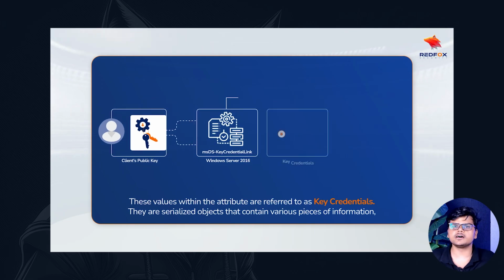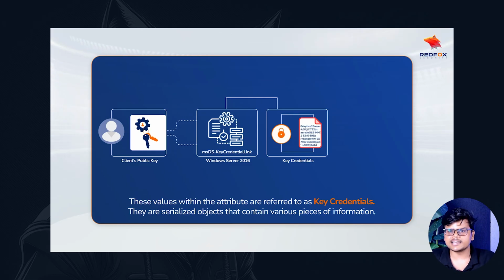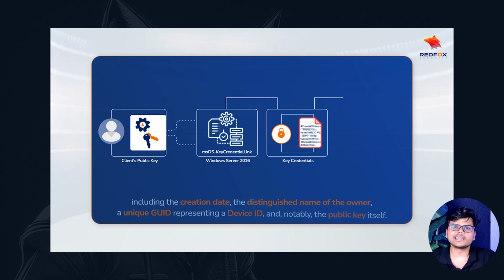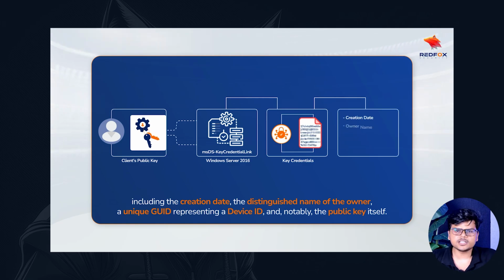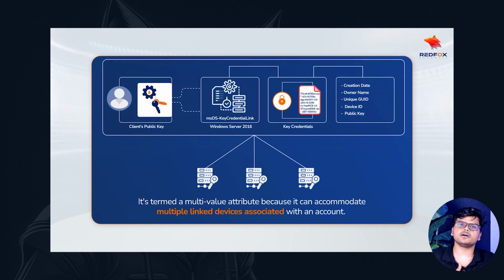These values within the attribute are referred to as key credentials. They are serialized objects that contain various pieces of information, including the creation date, the distinguished name of the owner, a unique GUID representing a device ID, and notably the public key itself. It's termed a multi-value attribute because it can accommodate multiple linked devices associated with an account.